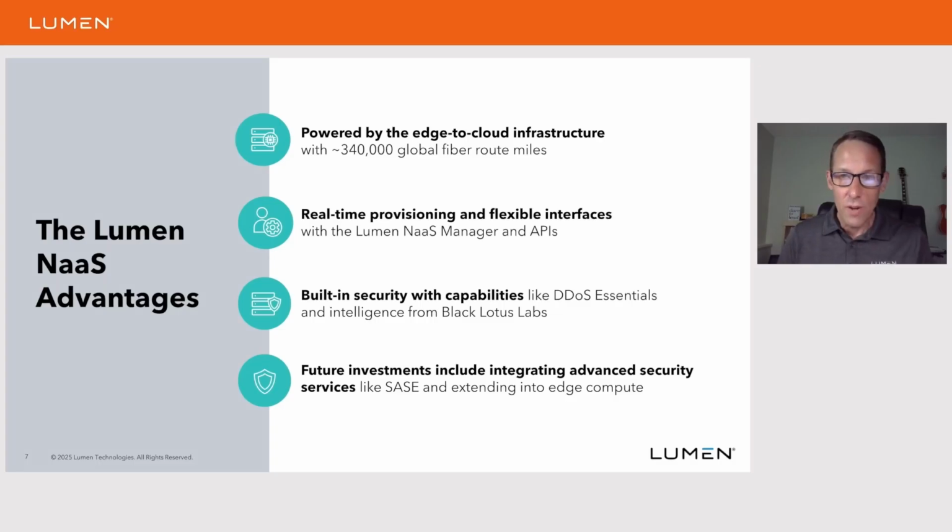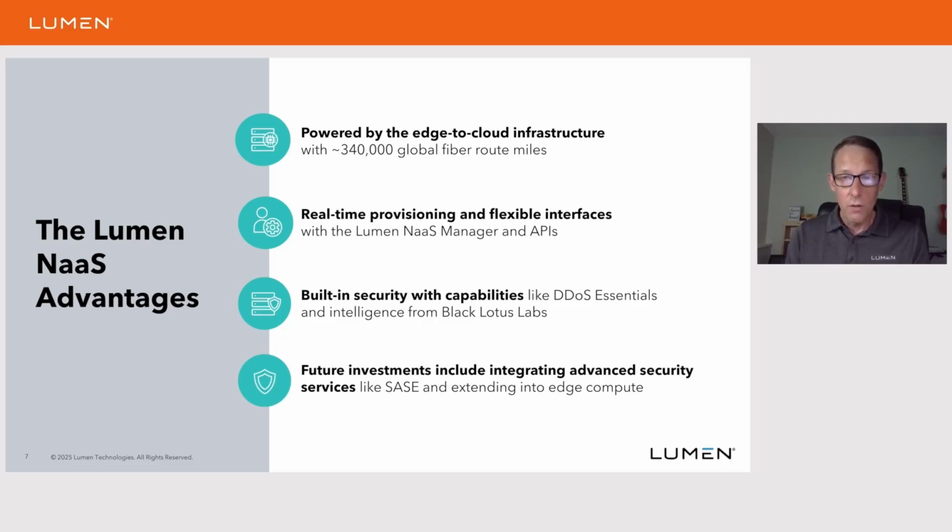Now that we've laid out what NaaS is and why it's gaining importance, let's talk specifically about the distinct advantages of the Lumen Network as a Service platform. So top of the list on that is going to be our edge to cloud infrastructure and the fiber that Lumen has in the ground, the breadth of our on-net footprint and the reachability of our network. From a Lumen perspective, we have over 340,000 global fiber route miles, and we have nearly 200,000 lit buildings in place today.